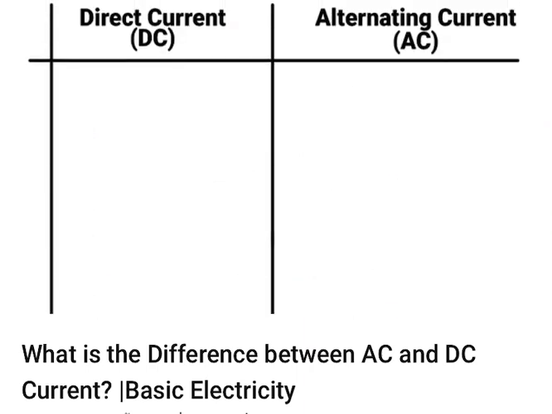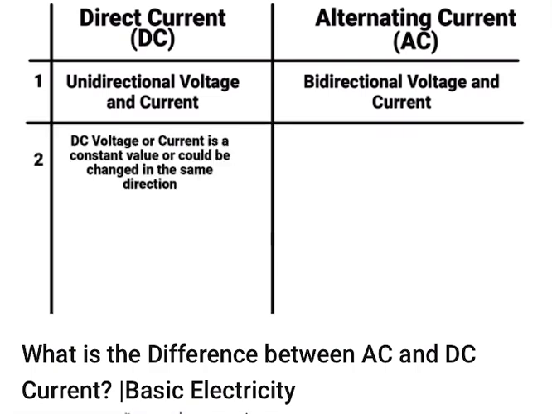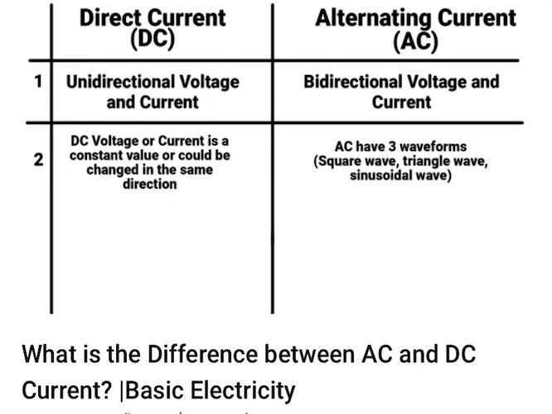So, as a recap here, DC is a unidirectional voltage or current which flows only in one way. But AC is a bidirectional voltage or current which alternates back and forth every half cycle. DC current or voltage could be constant or could change with time in the same direction. AC has 3 waveforms: square wave, triangle wave, and sinusoidal wave, like in our homes.